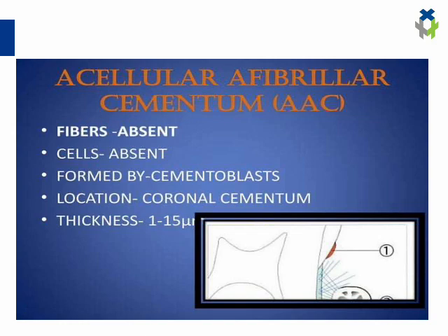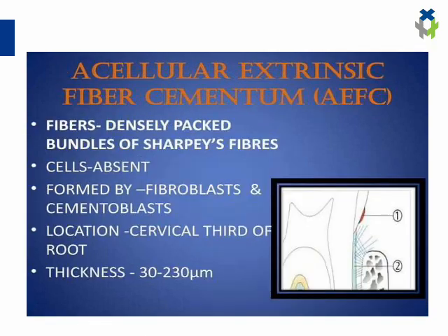Acellular afibrillar cementum: the fibers are absent, the cells are absent, formed by cementoblasts, location at coronal cementum, thickness is 1 to 15 micrometers. Acellular extrinsic fiber cementum: the fibers are densely packed bundles of Sharpey's fibers, cells are absent, formed by fibroblasts and cementoblasts, location is at the cervical third of the root, thickness is 30 to 230 micrometers approximately.